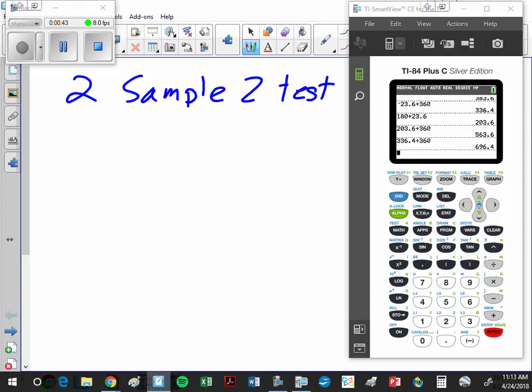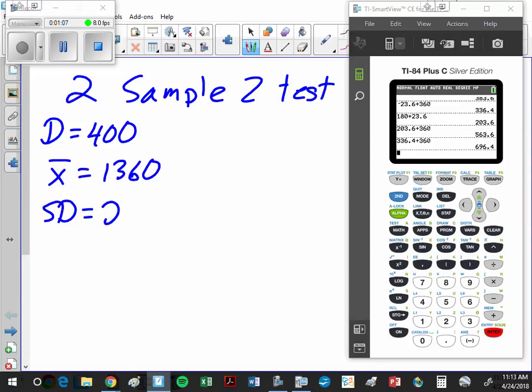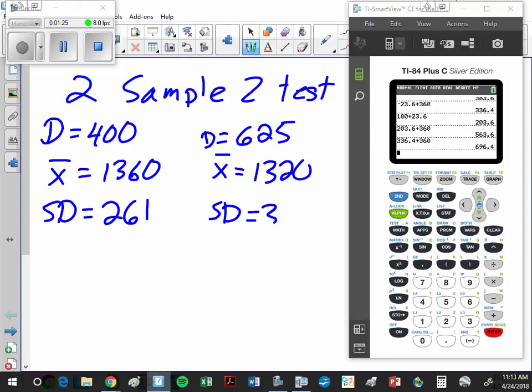In the first year, the 400 players were sampled, and they ate an average of 1,360 pounds of food with a standard deviation of 261. So n is 400, my X bar is 1360, and the SD is 261. The following year, 625 were sampled with an average of 1320 and a standard deviation of 306.